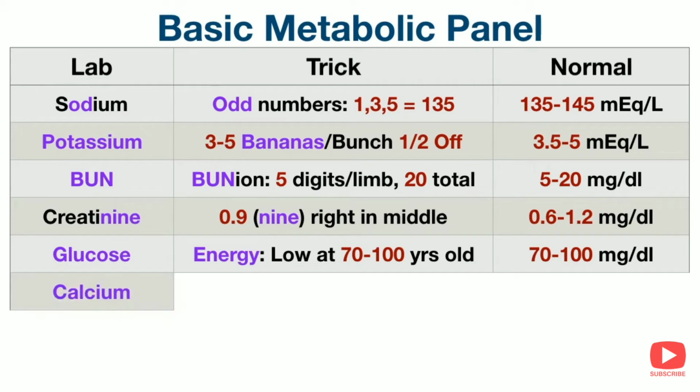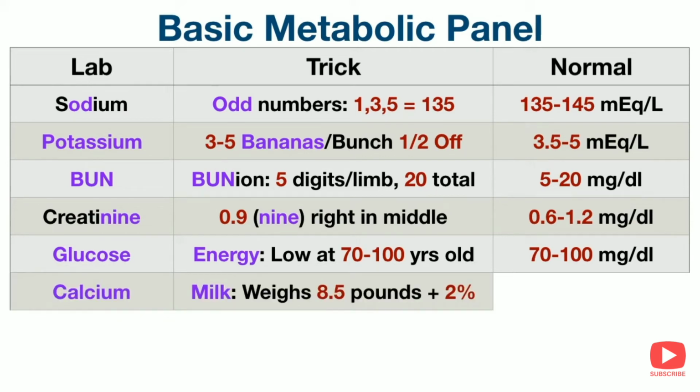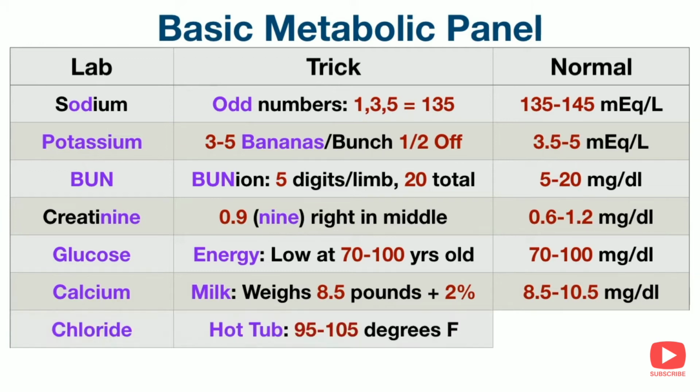Moving on to calcium, when you think of calcium, think of milk. A gallon of milk actually weighs about 8.5 pounds, and then think of 2% milk to add 2 to that. This will give you the normal range for calcium of 8.5 to 10.5. Next is chloride. When you think of chloride, think of chlorine and a hot tub. The average temperature of a hot tub is 95 to 105 degrees Fahrenheit, which will help you remember the normal range of 95 to 105.